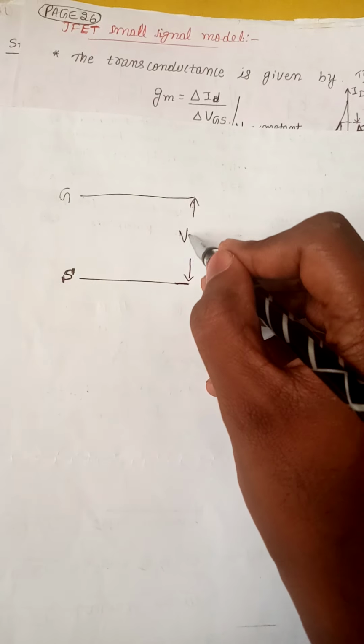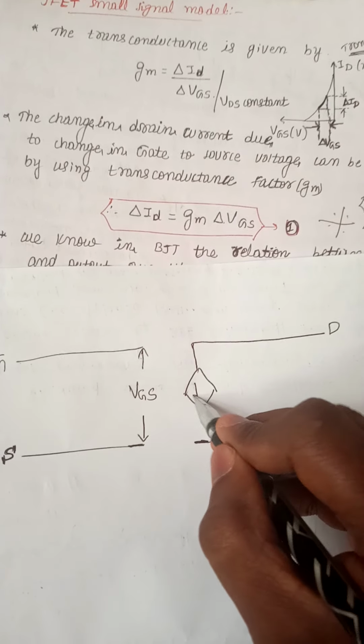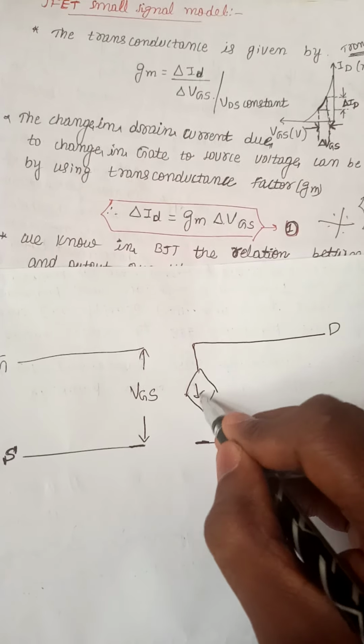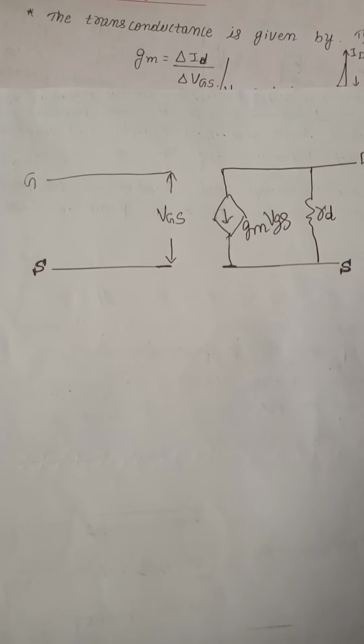And then you have to connect one practical current source. This is your drain part, a practical current source. That is, the arrow mark will be downward. This one we call GM into VGS, that is ID. This is the practical current source. As you know, one resistor will be connected in parallel. This is nothing but your drain resistance RD.